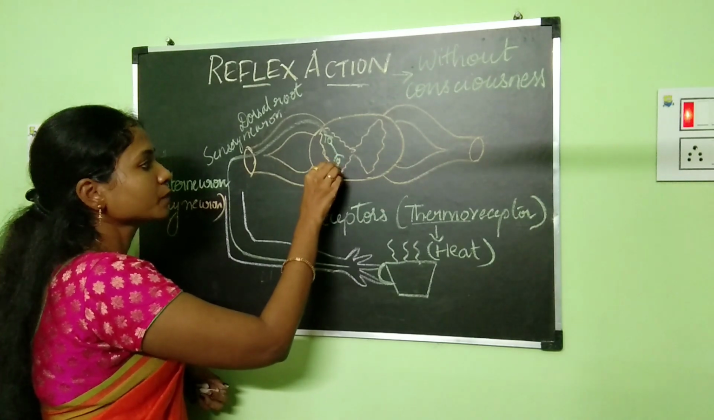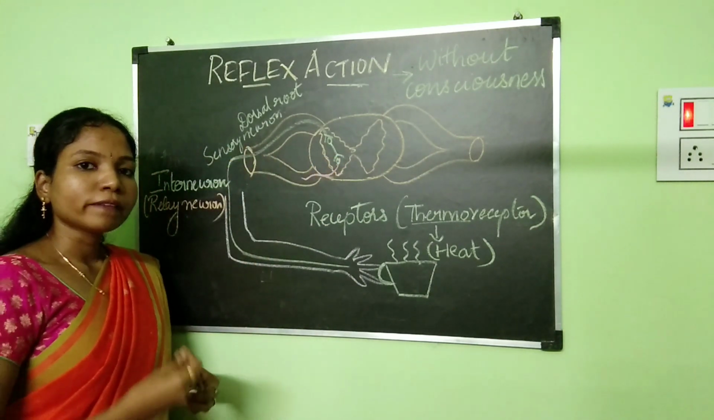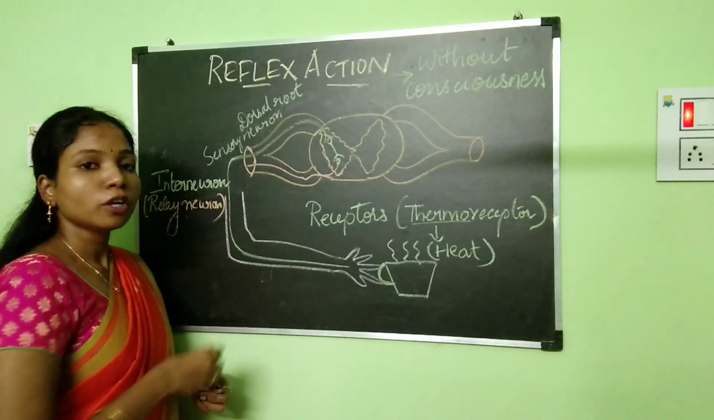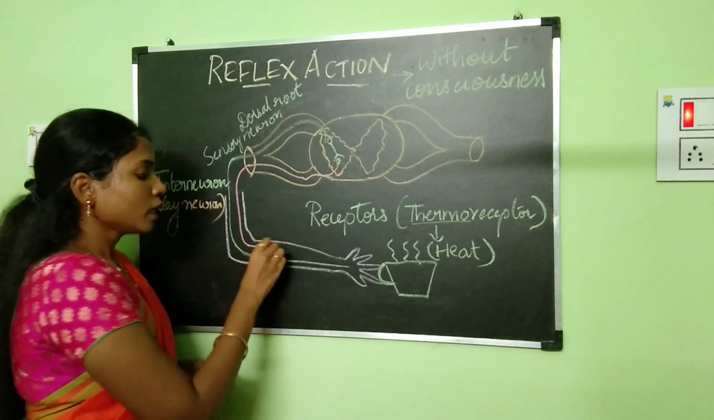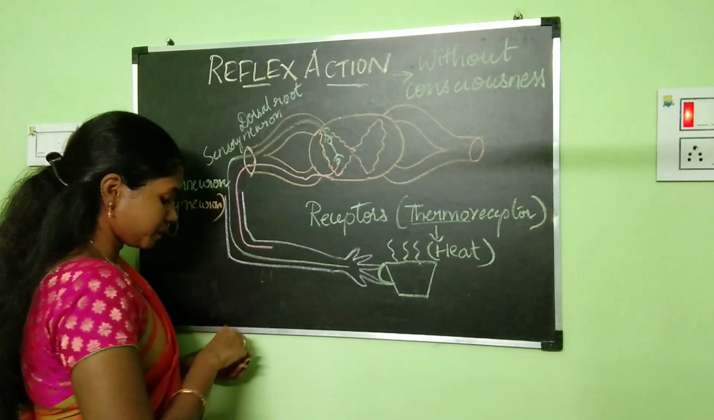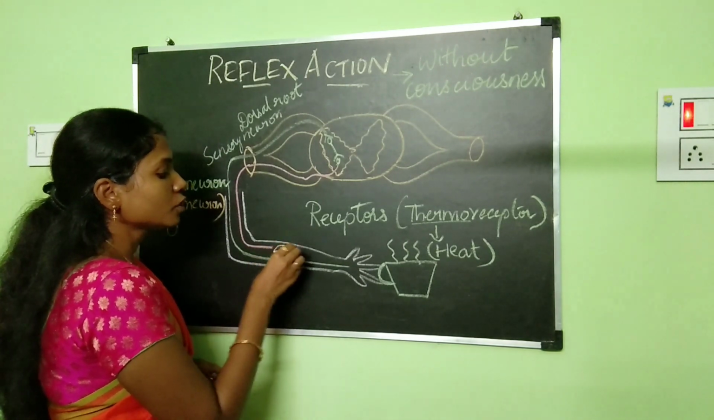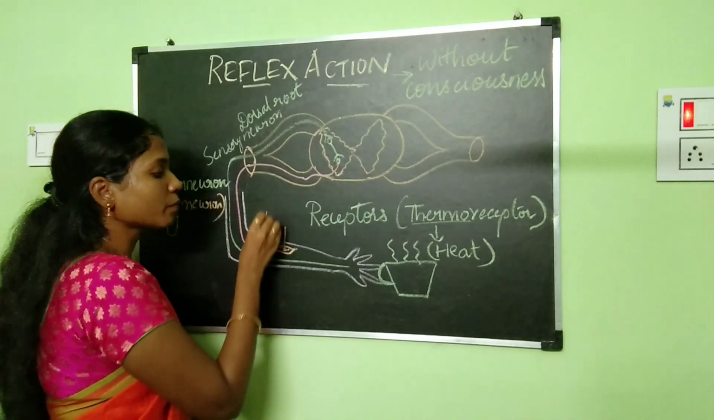Okay, so it will transfer the message to the motor neuron. So the motor neuron will take the command and it will go out of the spinal cord through the ventral root, and then it will reach the muscle cell. Okay, so this message will reach the muscle cell. So this is the muscle cell which I am drawing.